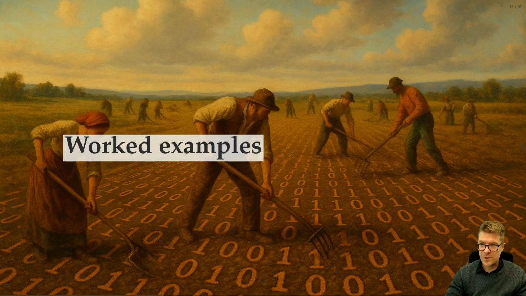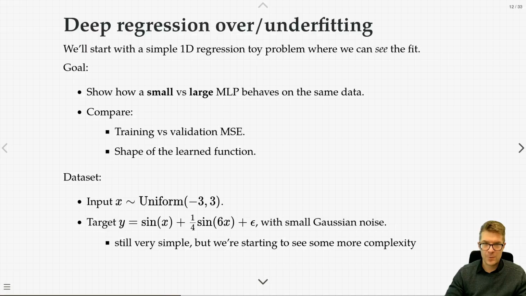So let's work some examples and explore what overfitting means, or could potentially mean, in deep networks. First, we're going to do a deep regression, and we're going to look at over and underfitting. We're going to start with a simple one-dimensional regression toy problem. It always helps to start there, just for visualization and to get the idea across, so you can see this visually to some extent. We want to compare small versus large neural networks on the same data. We'll look at training and validation mean squared error, because this is regression, and we'll look at the shape of the learned function like we have before.